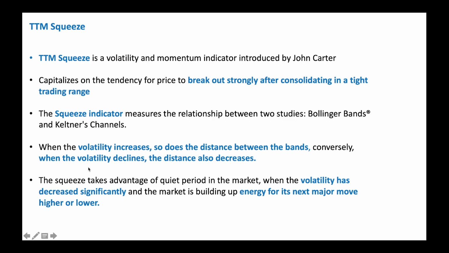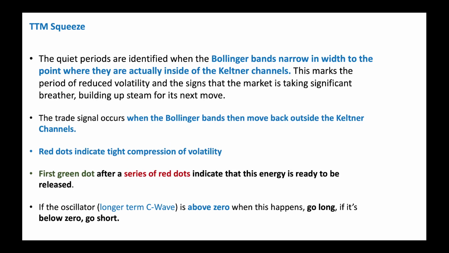It's very important to know, the squeeze really tells you whether the stock is going to go up or down in case of a particular stock. The quiet periods are identified when Bollinger Bands narrow in width to a point where they're actually inside of the Keltner channel. Very important to know. This marks the period of reduced volatility and signs the market is taking a significant breather, building up energy for its next move.